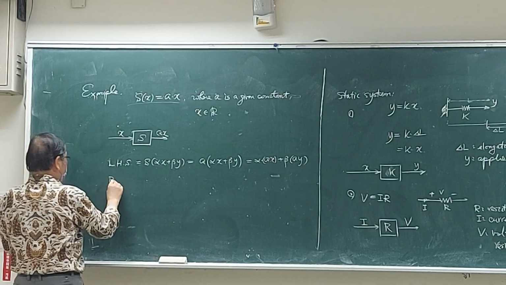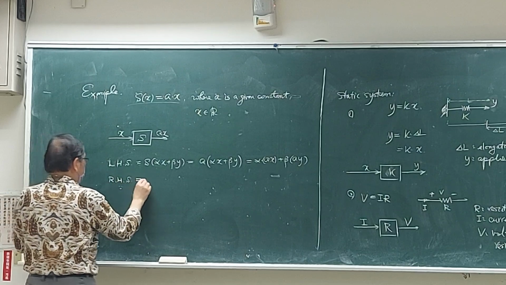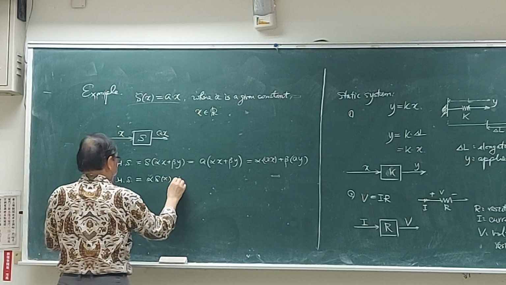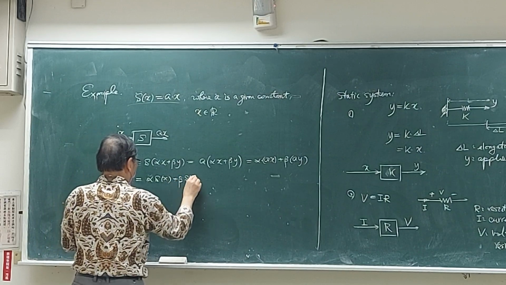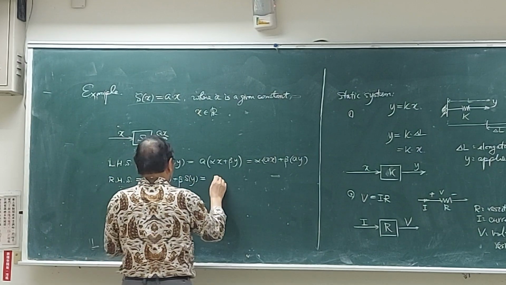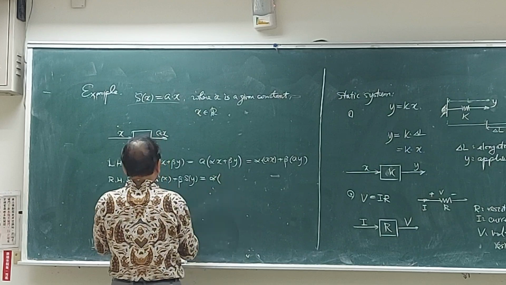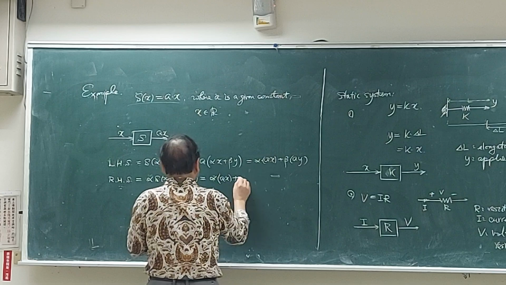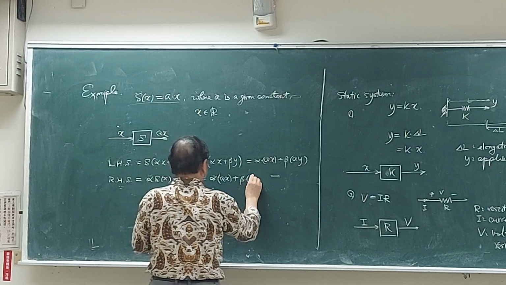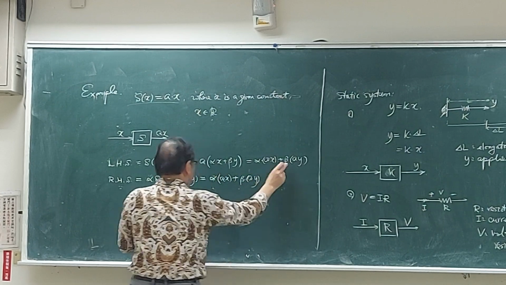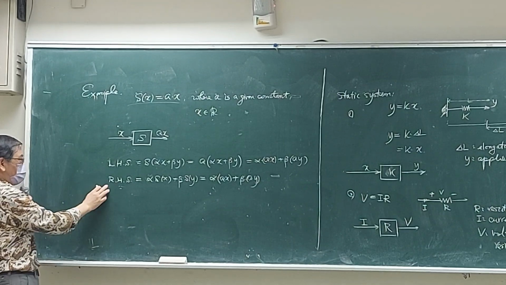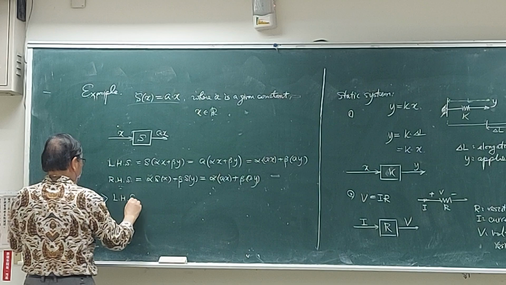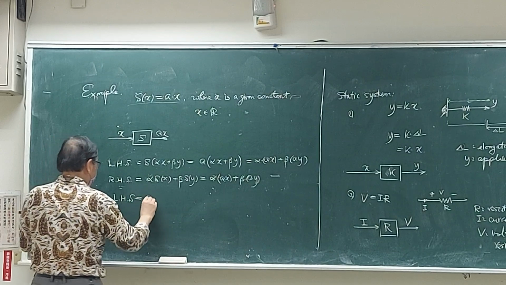Then what about the right-hand side? Alpha times S of x plus beta times S of y. So that's equal to alpha times S of x, that's a times x, and then beta times S of y is a times y. So now let's compare the left-hand side with the right-hand side. Obviously we have left-hand side always equal to right-hand side.